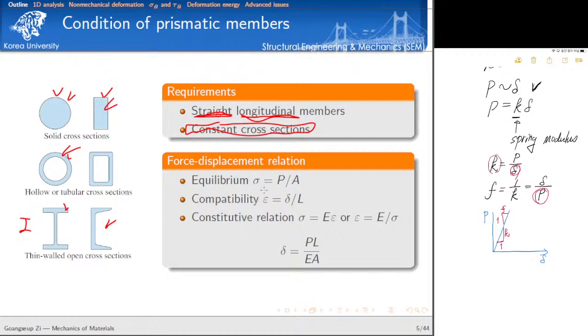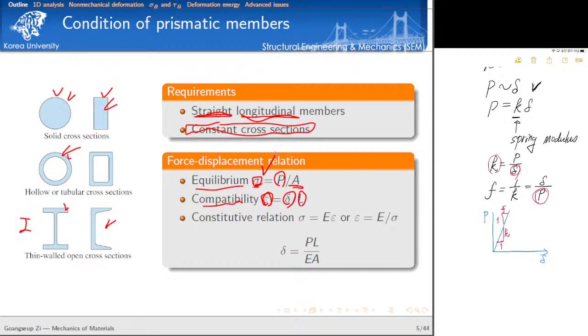So as we discussed last time, for any analysis, we always consider three conditions. The first one is equilibrium. In these simple problems, we can calculate the stress by using this equilibrium equation. So if you divide the load by the cross-sectional area, then we can obtain the normal stress. And then the compatibility, we can measure the strain by dividing the elongation by the length of the member. I can calculate the strain value.